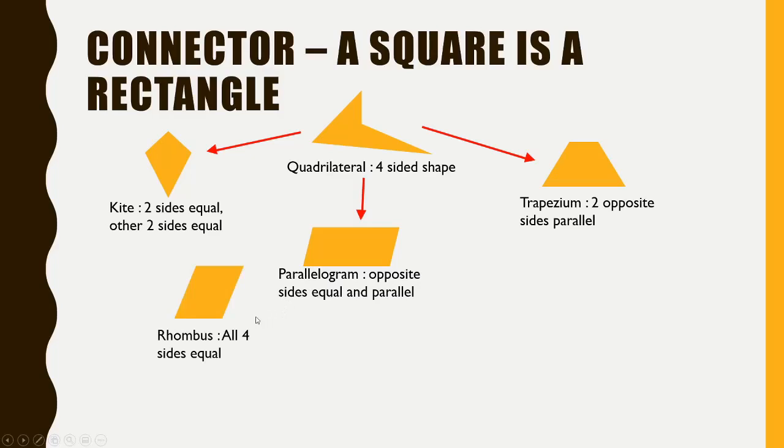So we have our rhombus here. Now rhombus, all four sides are equal, but it's similar to both a parallelogram and a kite. Parallelogram because this side and this side are equal, and this side and this side are equal and parallel. And for a kite, these two sides are the same length, and these two sides are the same length. Or you could look at it this way, this side and this side are the same length, that side and that side are the same length.